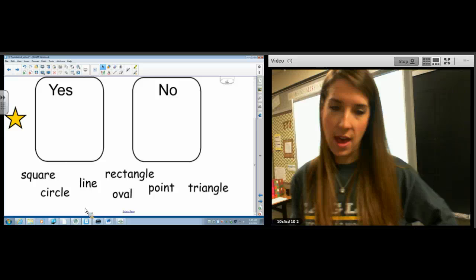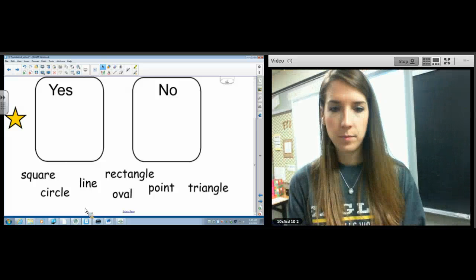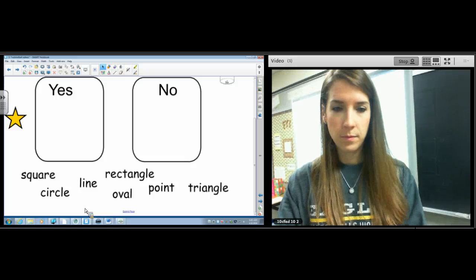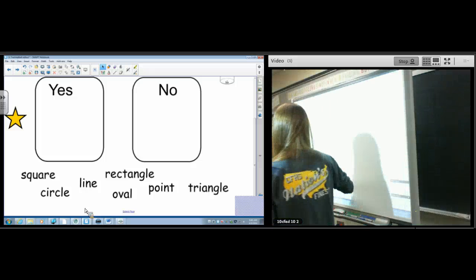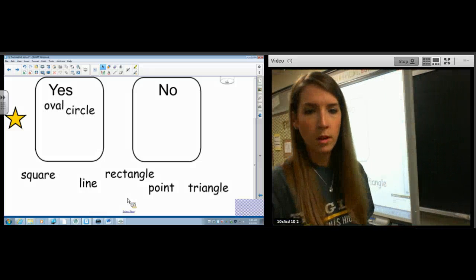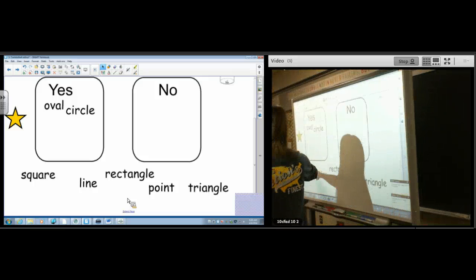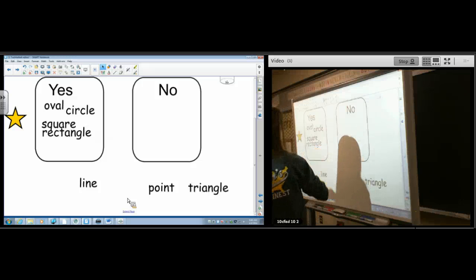What can you get when a plane intersects a cylinder? An oval, a circle, a square, we went through that, yep. A rectangle.